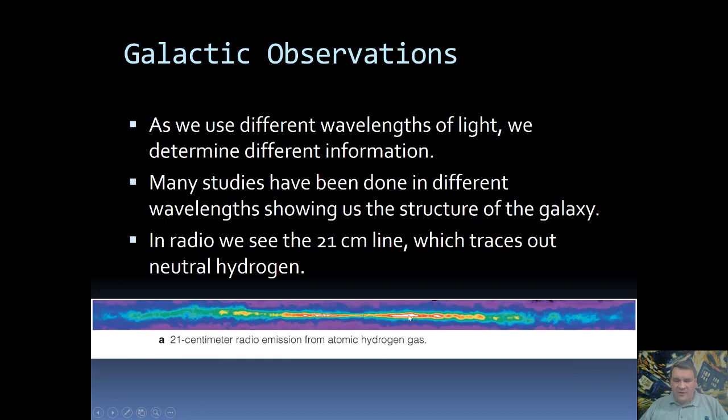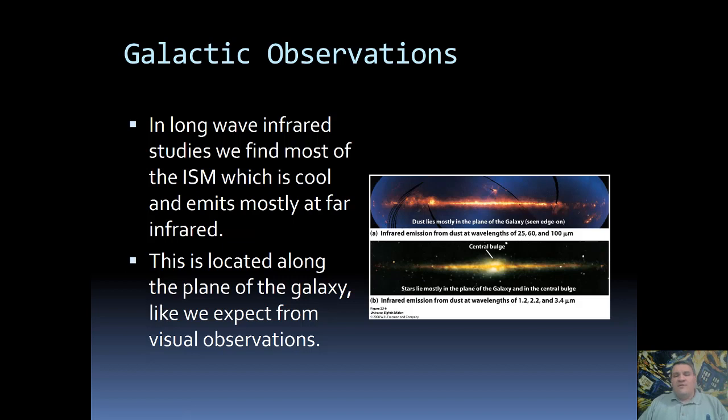The brighter colors, the reds and whites, contain a lot of hydrogen, and the regions that are darker, the blues and purples, have less hydrogen. So we see that most of the hydrogen is located through the disk of our galaxy. When we turn from radio to infrared, we can actually split infrared into two regions. This top image is what we refer to as far infrared, which is infrared light that is very far from the visible spectrum. In this case, this is going to trace out the cool interstellar medium.